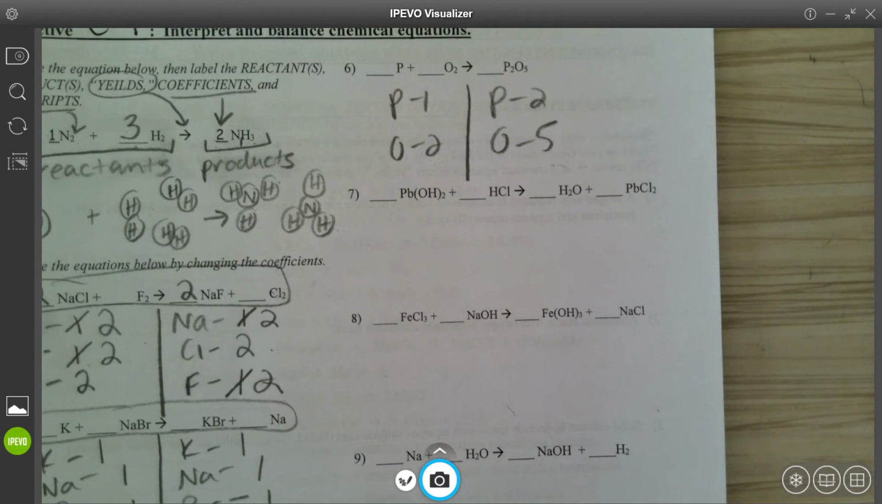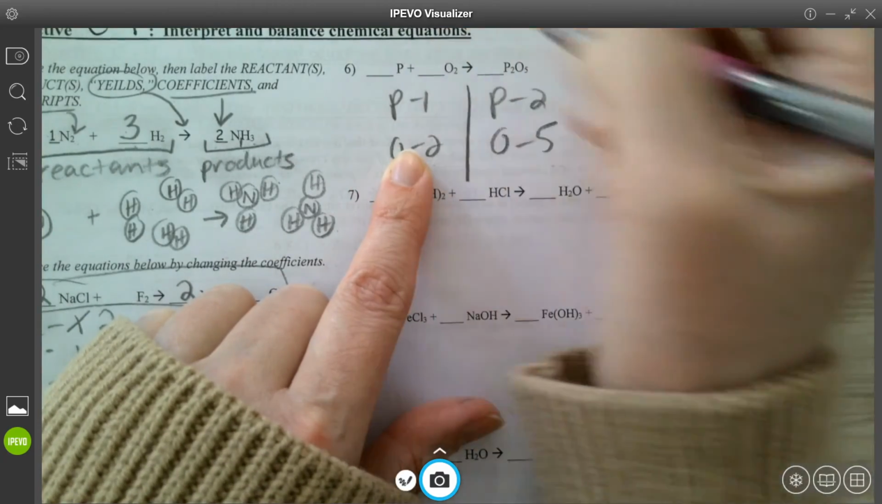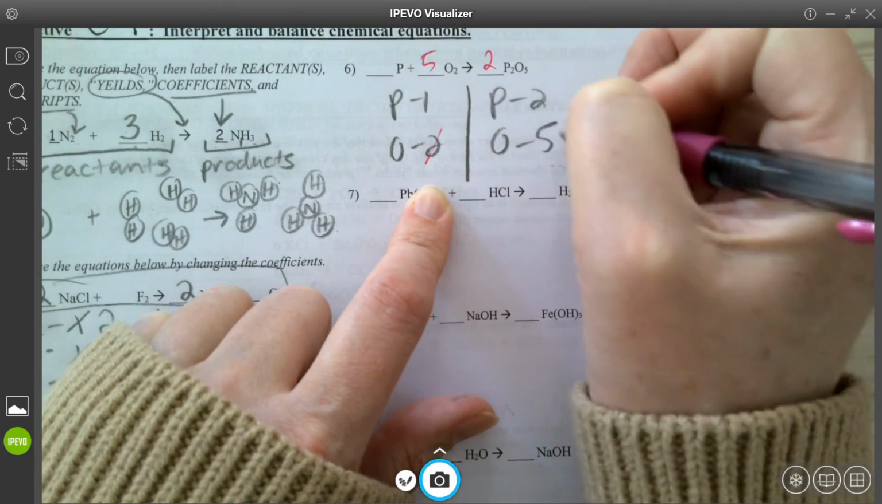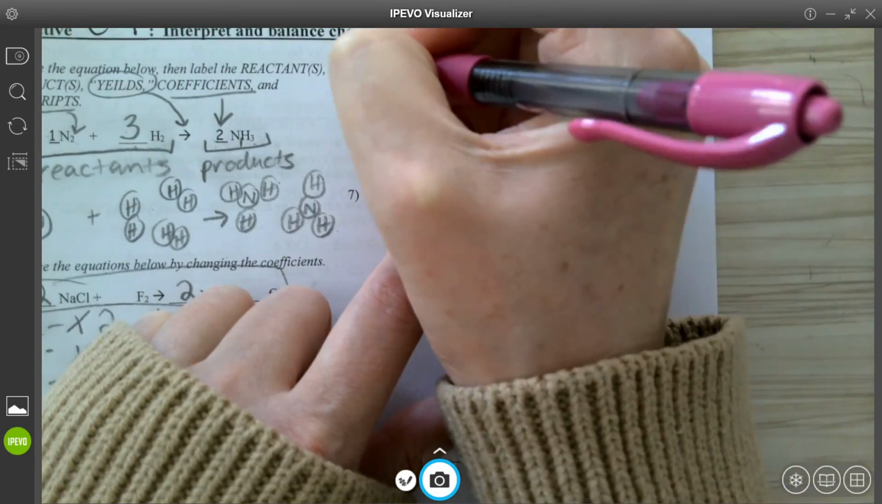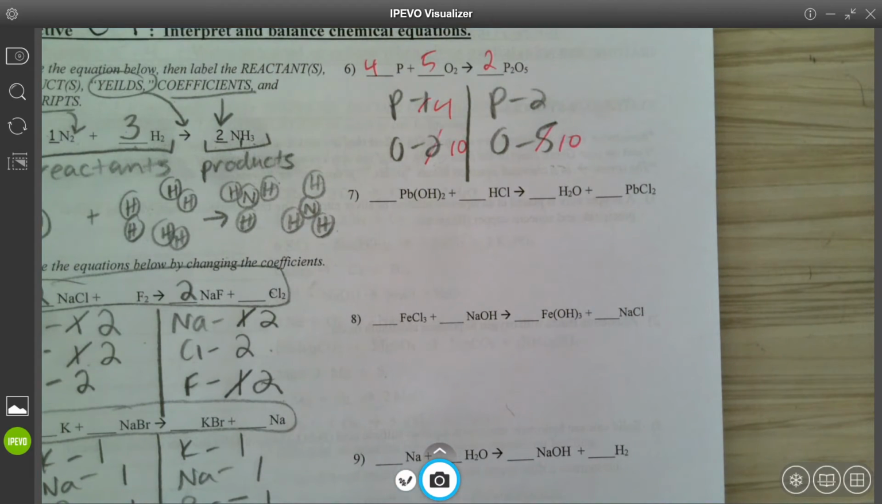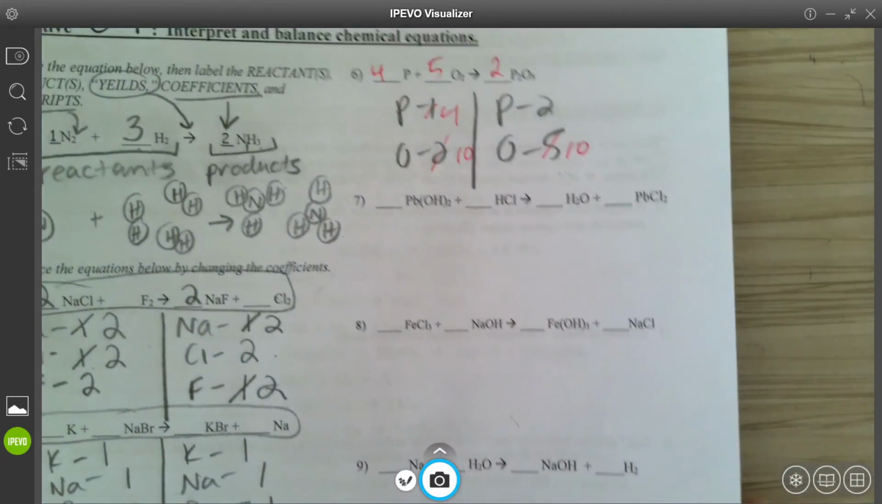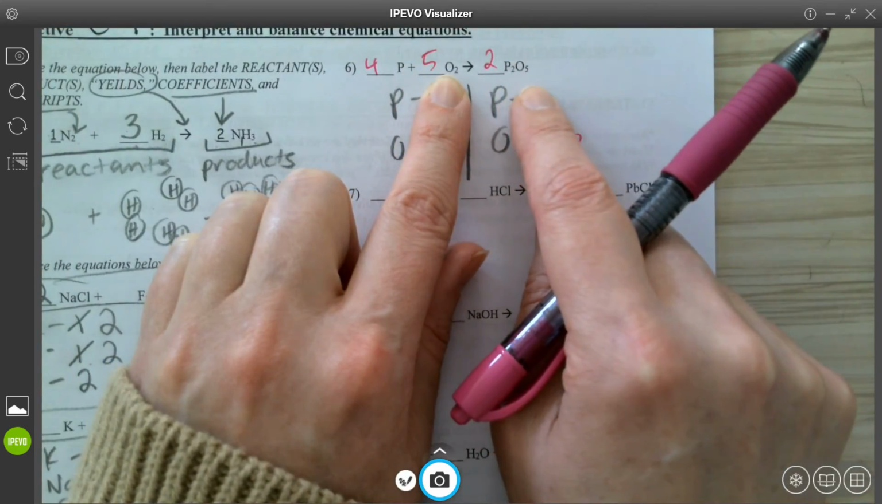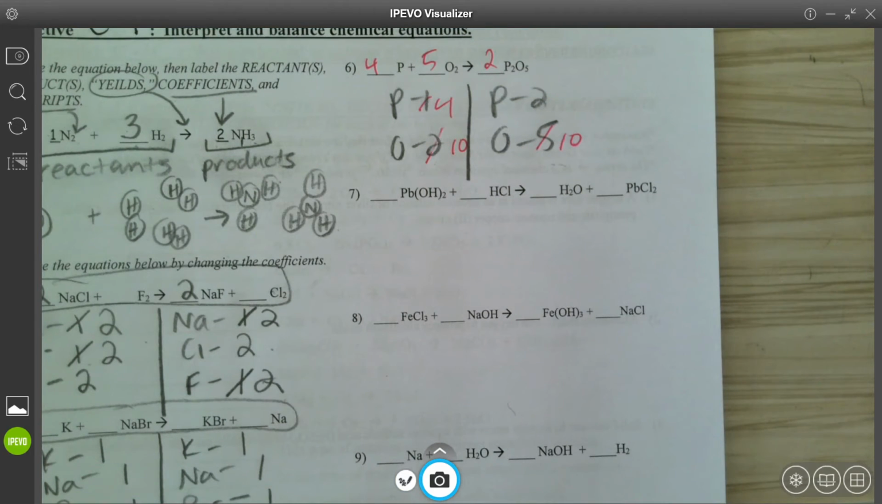For number 6, actually, let me do number 6 real quick. You're going to end up aiming for 10 on either side. So you'll end up needing a 4 here, right? So number 6 is 4, 5, 2. Number 6 was very similar to number 5, in that there was nothing times 2 that would give you 5 oxygens. So you had to aim for 10 oxygens on both sides, because the least common multiple of 2 and 5 is 10.